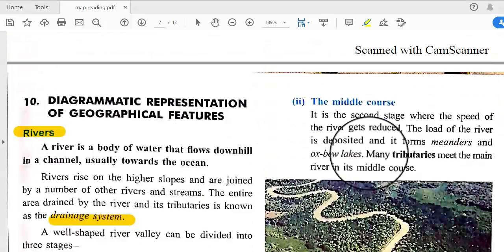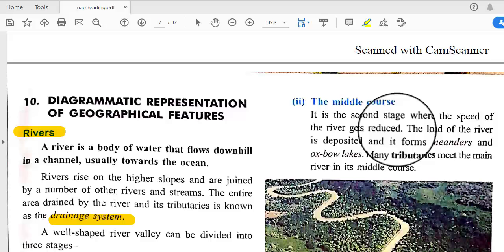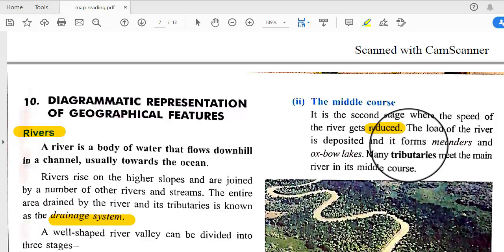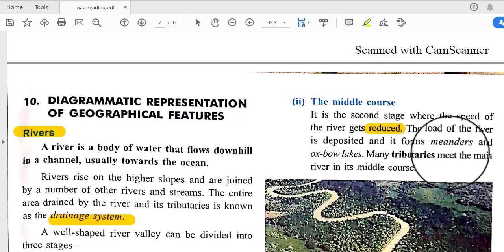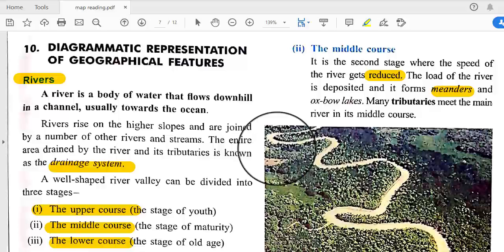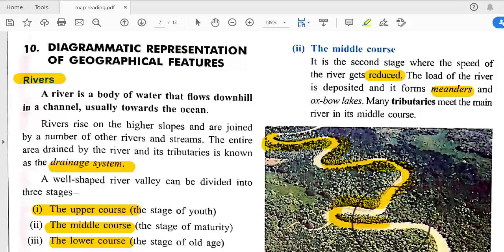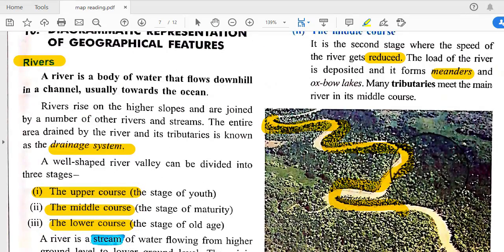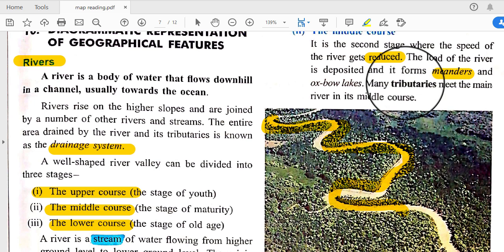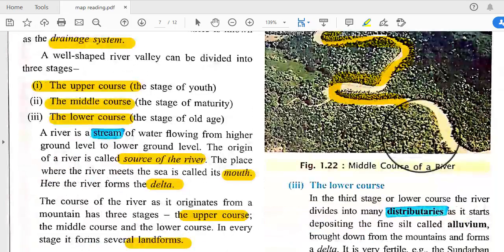Next is the middle course. It is the second stage, where the speed of the river gets reduced. The load of the river is deposited and it forms meanders. In this course, the river forms these kinds of meanders, bent-like structures, and oxbow lakes are also formed in this course. Many tributaries meet the main river in its middle course.